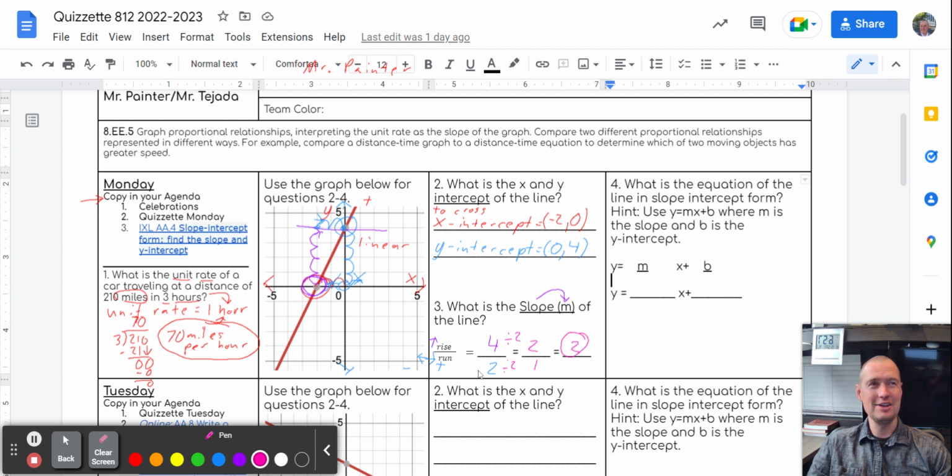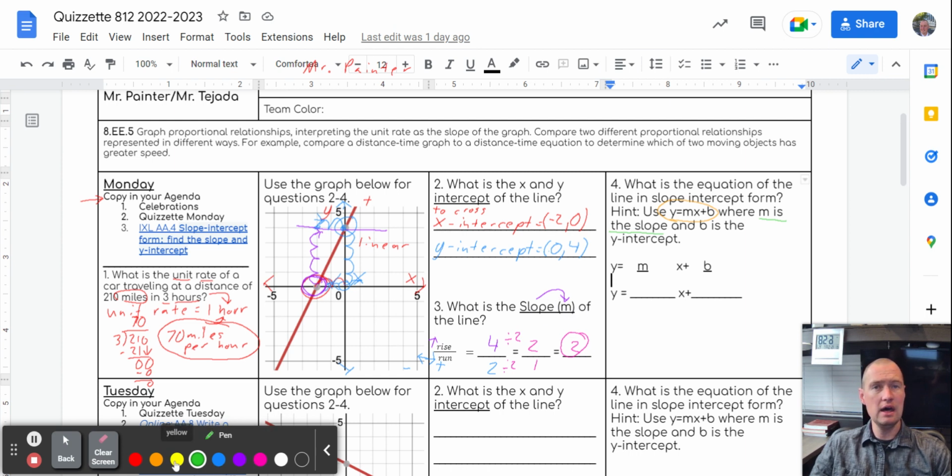All right, our last question. Question number 4. What is the equation of a line in slope-intercept form? For the next several weeks, we're going to be using y equals mx plus b. I'm circling that because that's something you need to get used to. Again, we're going to be using that for several weeks moving forward. Where m is the slope, so I'm going to make note of that. M is the slope, which we talked about earlier as well.